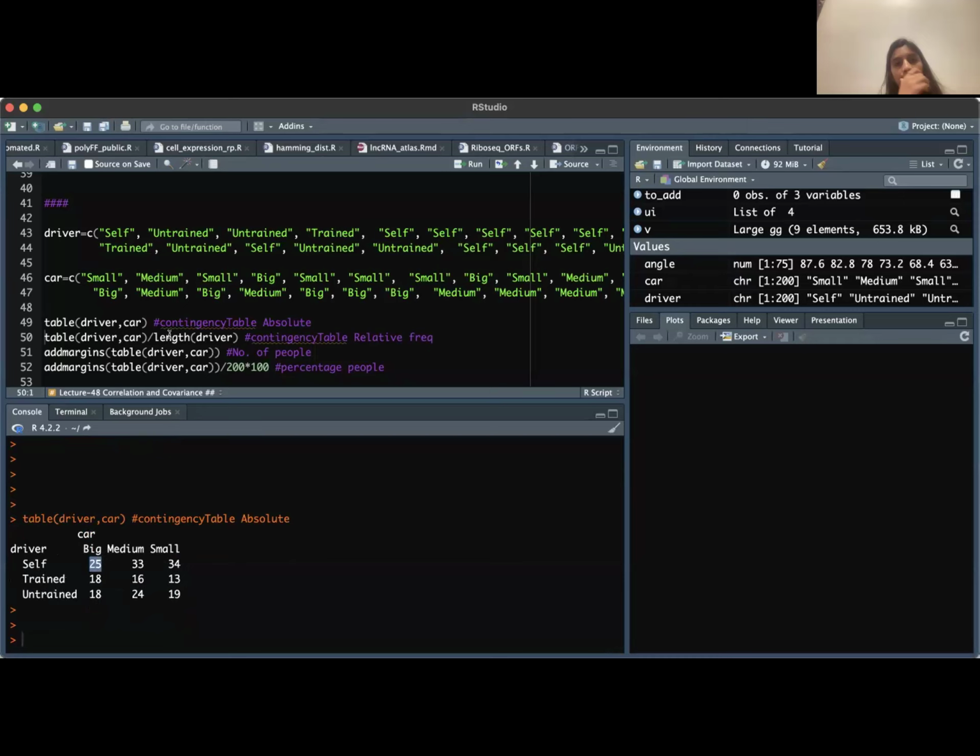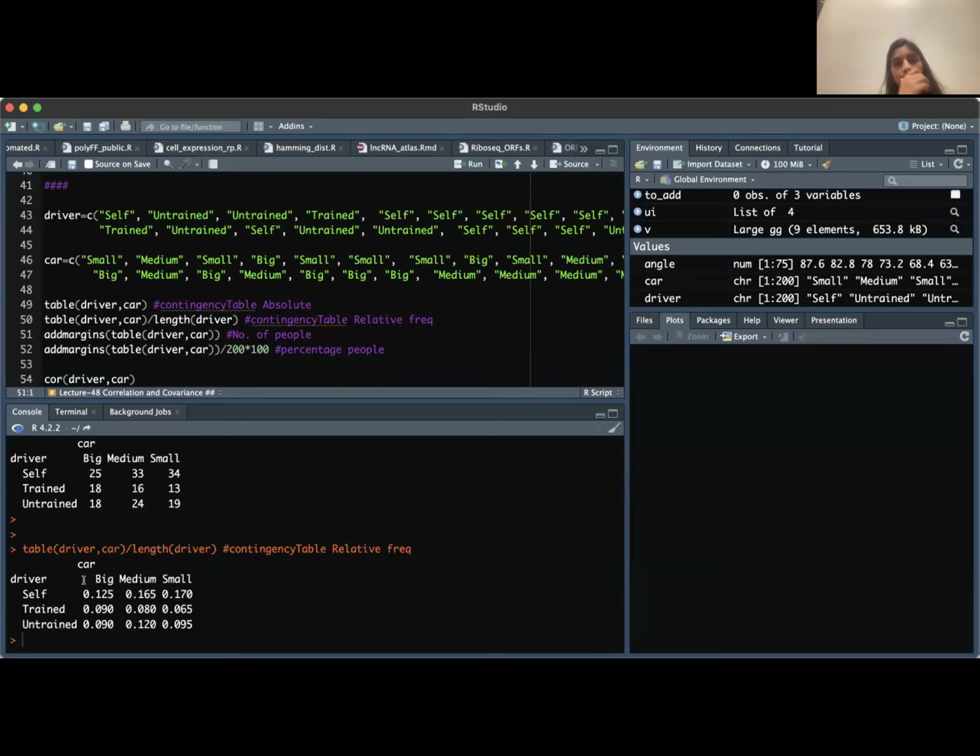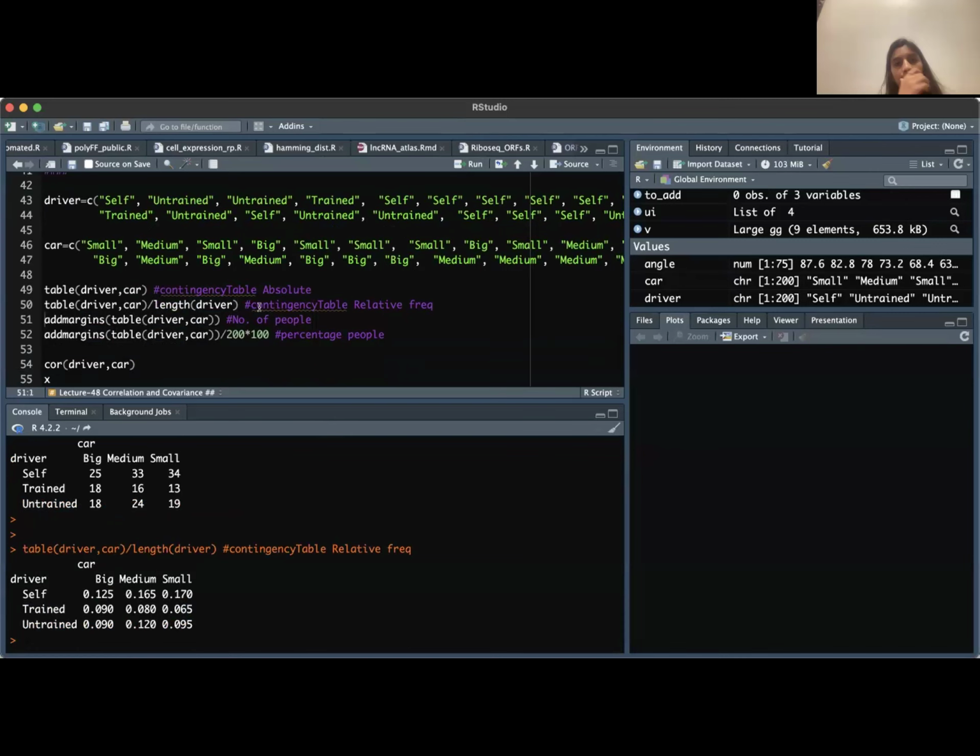So for that, you just do this table divided by the total number of observations. So table of driver comma car divided by length of driver. These two vectors have the same length. Driver means number of people. So divided by total number of people. If you do it, you'll get your relative frequency. So this basically means 12.5% of the people self-drive and have a big car. And 6.5% are trained and have a small car. So this is how you read it.